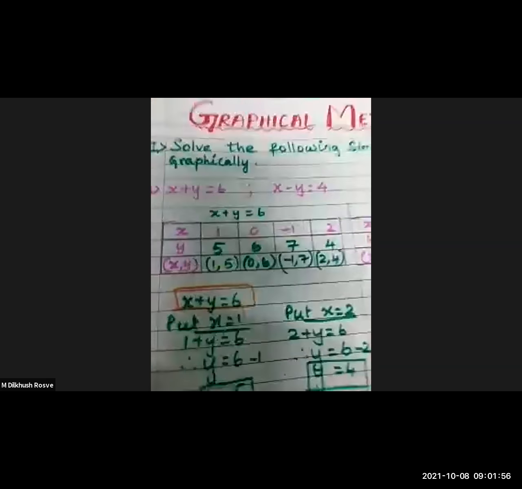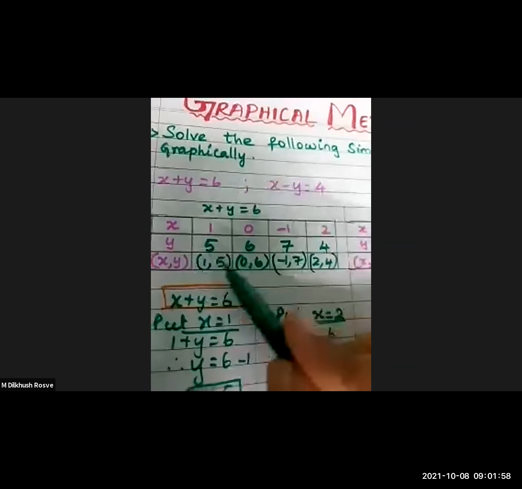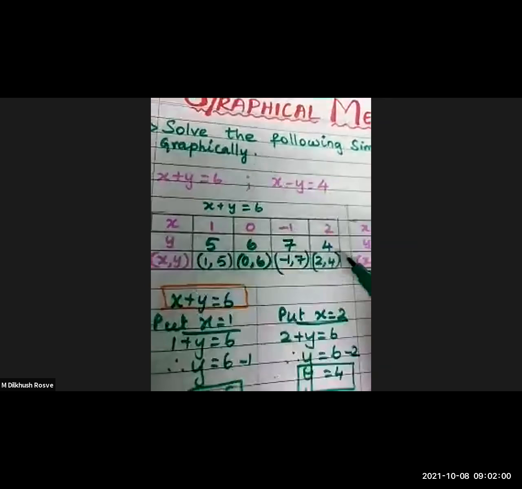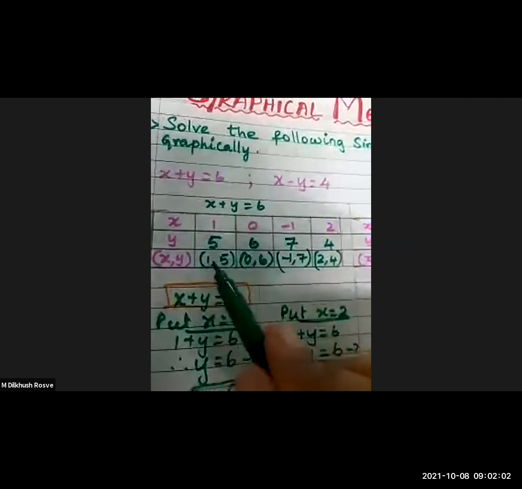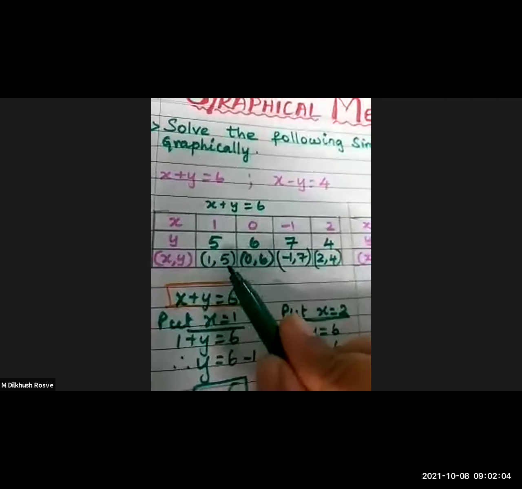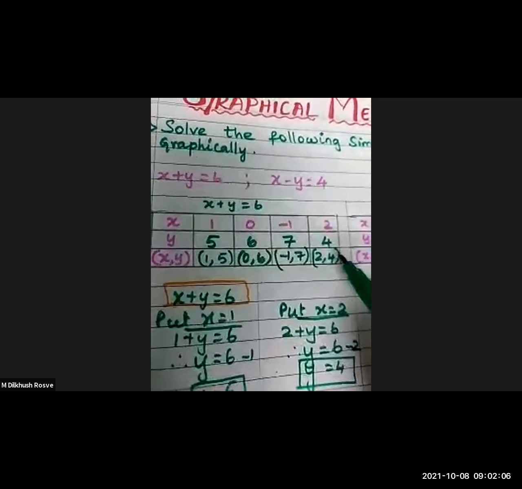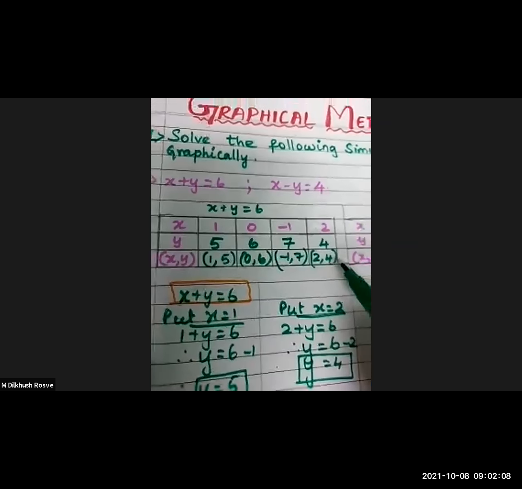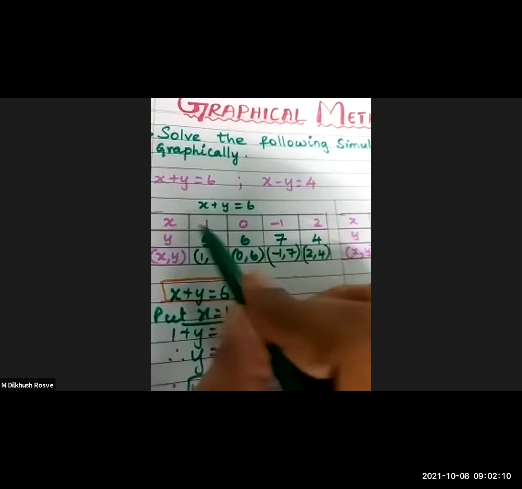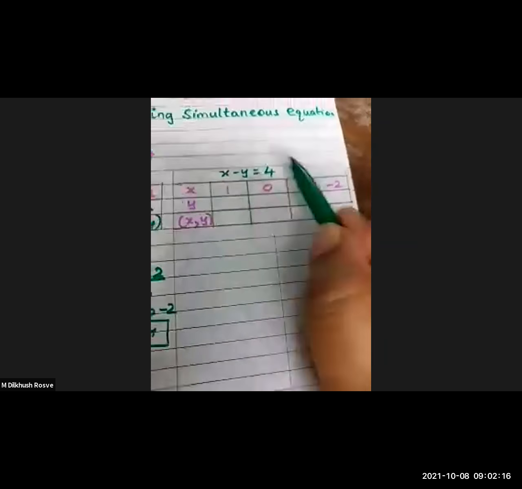So now we got the points, children. See how many points? 1, 2, 3, 4 points. We got it. Okay. So in each point, there are 2 coordinates. So to find the points, it's very important. So we found the points for the first given equation. Now we are going to find the points for the second given equation.